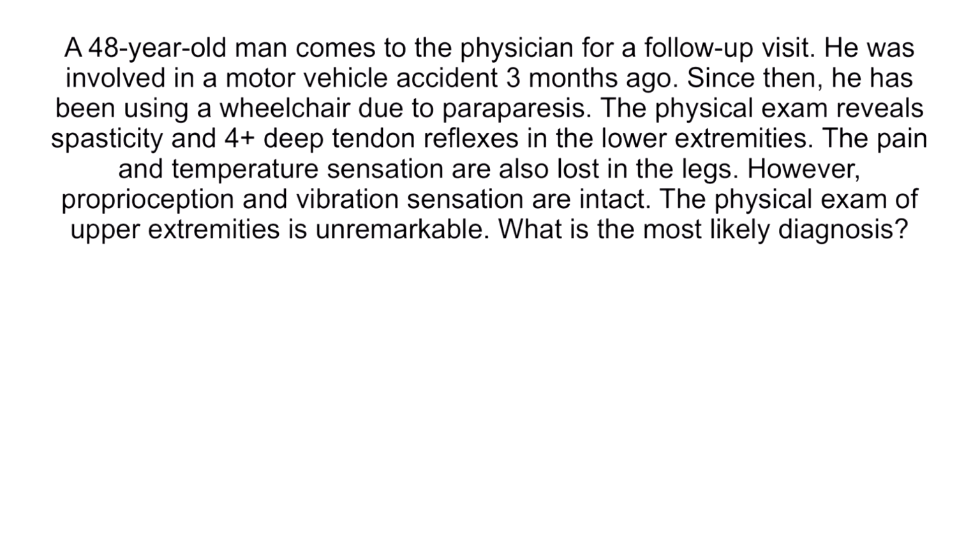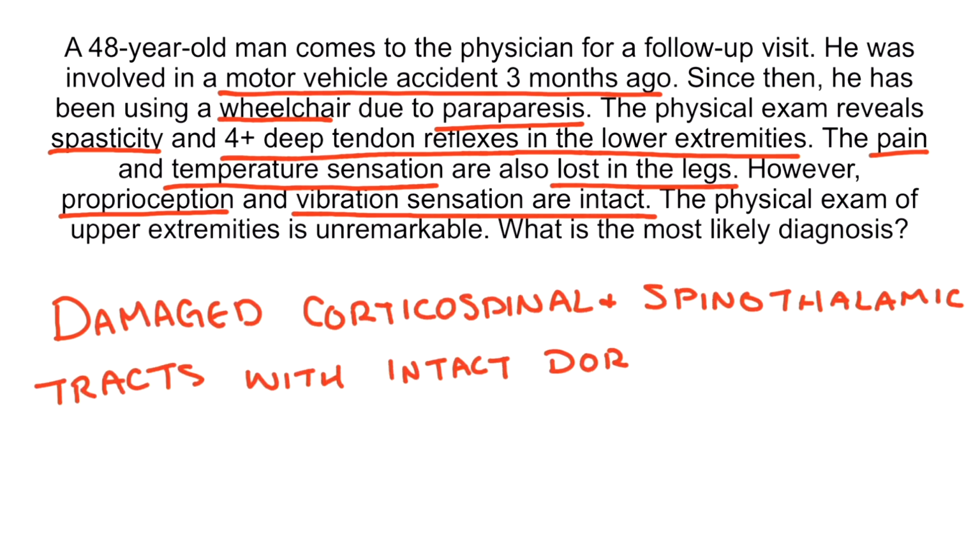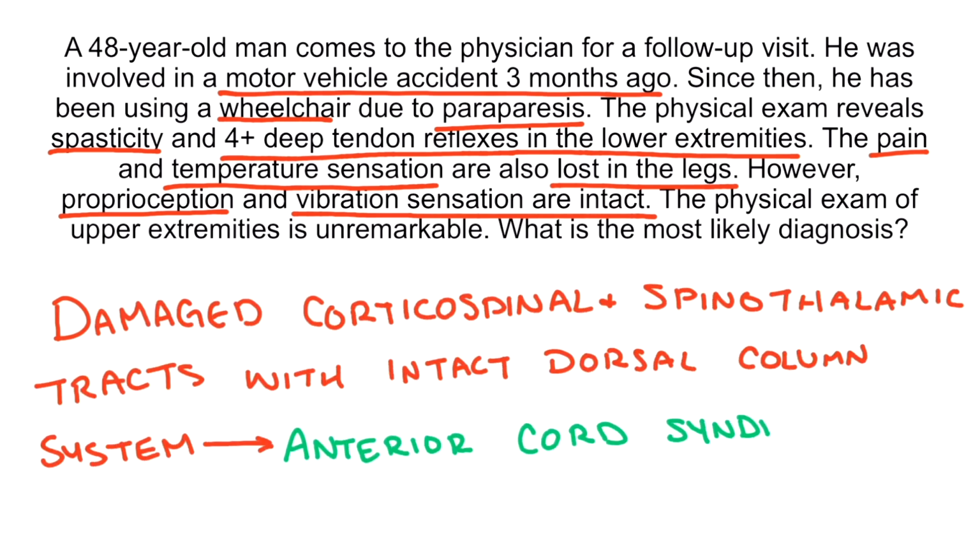This patient has been using a wheelchair due to paraparesis after he was involved in a motor vehicle accident. The physical exam reveals spasticity and 4+ deep tendon reflexes in the lower extremities. These findings indicate a UMN lesion and damage to the lateral corticospinal tract. The pain and temperature sensation are also lost in the legs, suggesting damage to the lateral spinothalamic tracts. The proprioception and vibration sensation are intact, which means the dorsal column's intact as well. Damage to all the major tracts except for the dorsal column suggests the diagnosis of anterior cord syndrome. Let's recall that anterior cord syndrome is most commonly caused by the injury of anterior spinal artery.